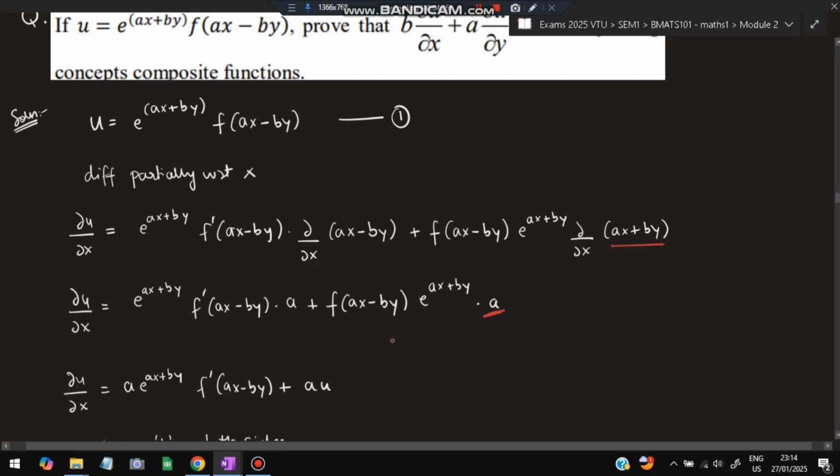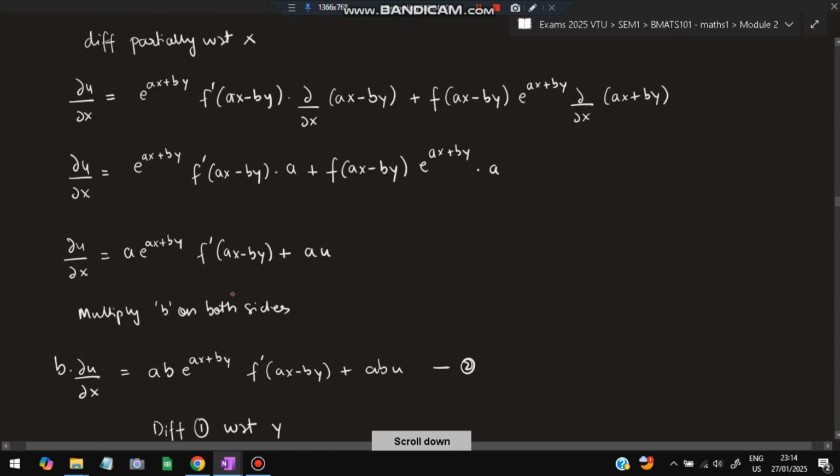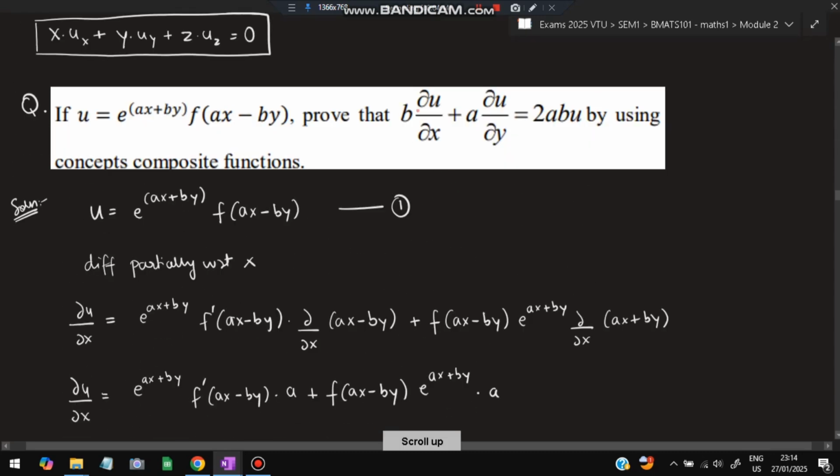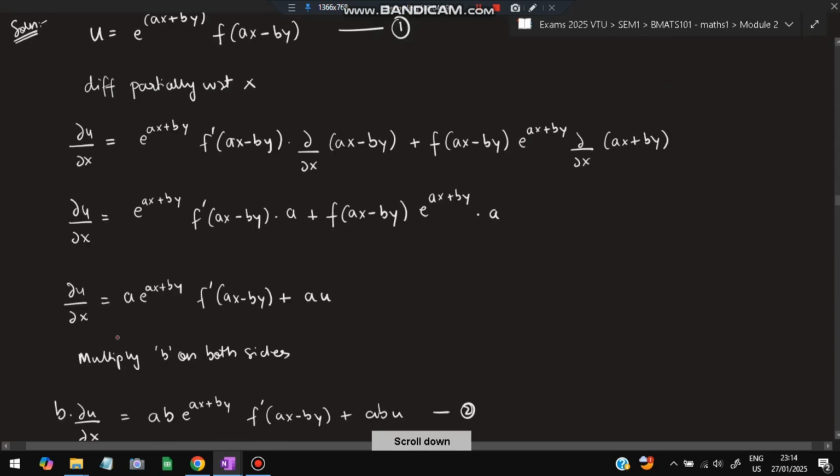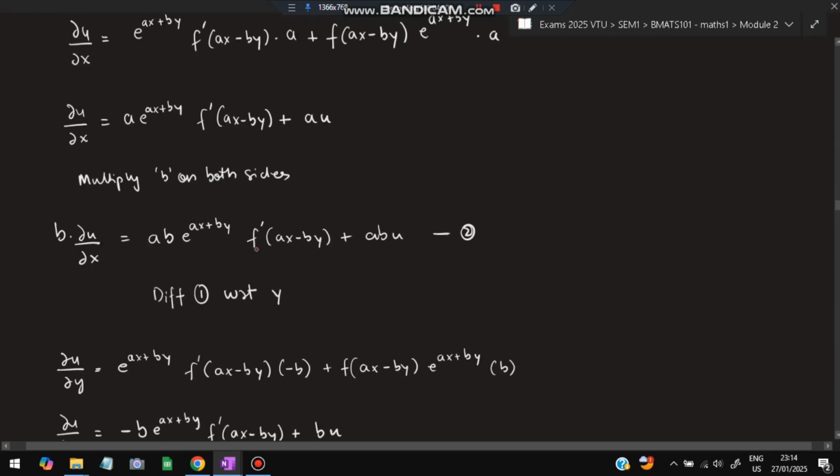Now this term, if you observe, is nothing but u. This is the u value, right? If you observe carefully, both are the same. So instead of this, I'll substitute u here, so this will become a into u. And this will remain as such from here. And we'll be multiplying by b on both sides. Why are we multiplying by b? Because in the question they have asked. Very simple, we have got this answer, we'll multiply by b to get this term, and we'll get an answer here.